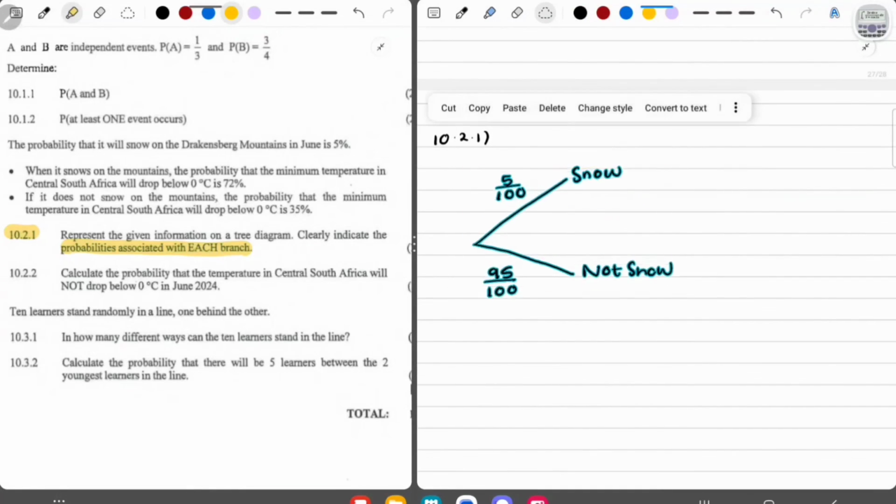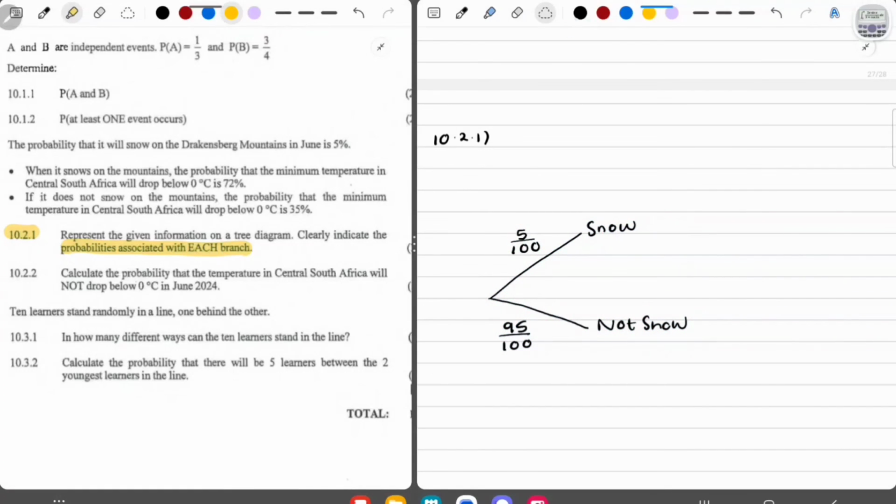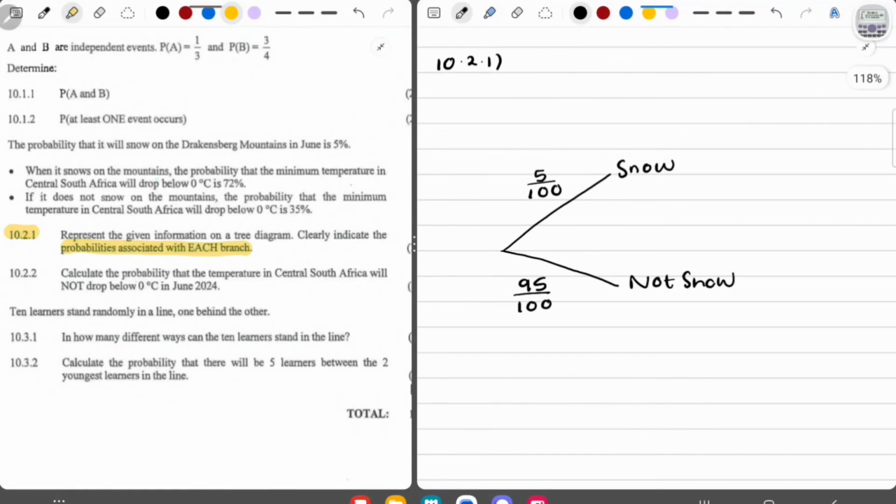I need a little more space for this tree diagram. Okay, so that's what we have first from that first statement. When it's going to snow, it's 5%. Then they say, when it snows on the mountain, the probability that the minimum temperature will drop below 0 degrees is 72%. So this is at the snow column.